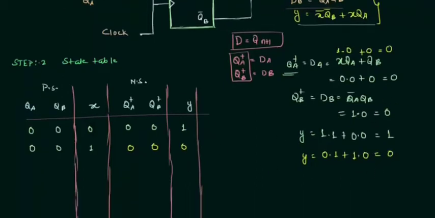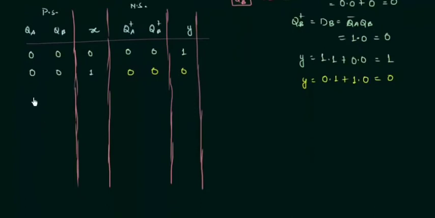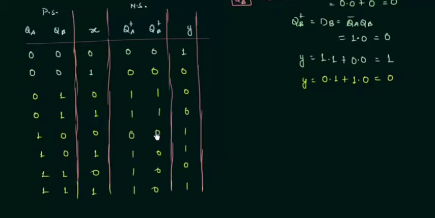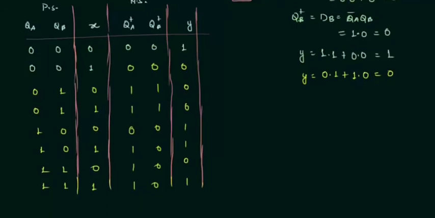In the same way, you will do for the next 6 cases, and they are 0, 1, 0, 0, 1, 1, 1, 0, 0, 1, 0, 1, 1, 1, 0, and 1, 1, 1. You have to find out the value of next state and the output. You can do it by yourself. I am just going to fill this, and then we will move to step number 3. I have completed this table. I hope it is same as yours.